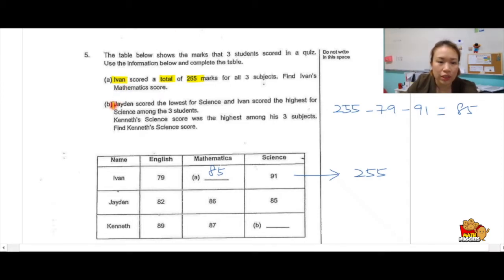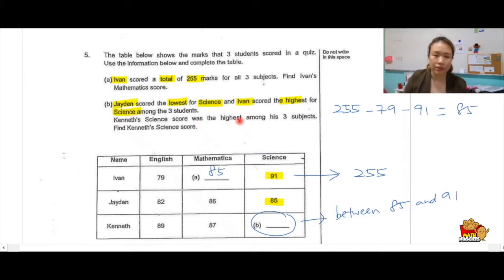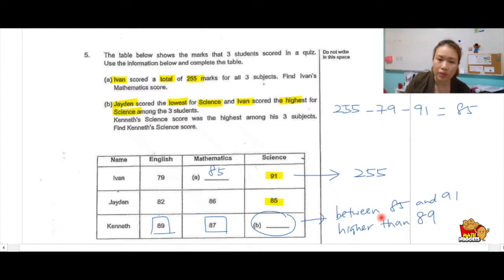And the next clue tells us that Jaden scored the lowest for science. So this guy, 85, that's the lowest. And Ivan scored the highest for science. So this is highest. So which means for Kenneth, score, this would have to be between 85 and 91. And his science score was the highest among his 3 subjects. So among 89, 87, and the science is the highest. So it has to be bigger than 89. So it has to be higher than 89. So that leaves us with only one number, 90. 90 is the only possibility.